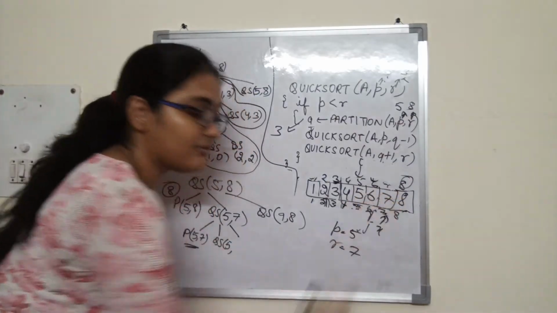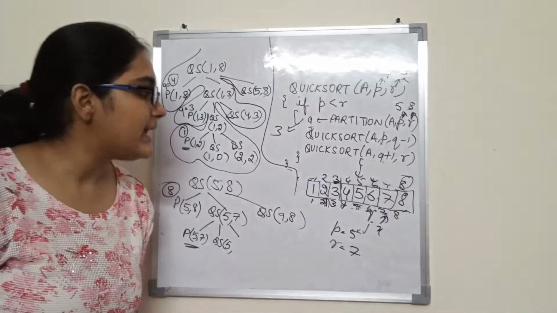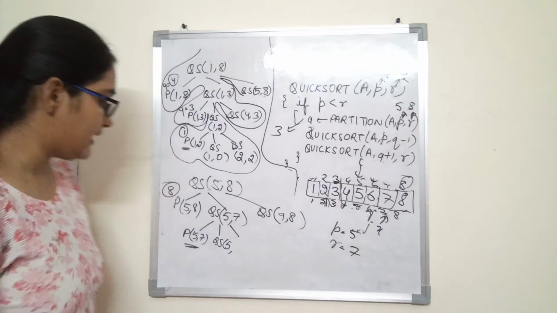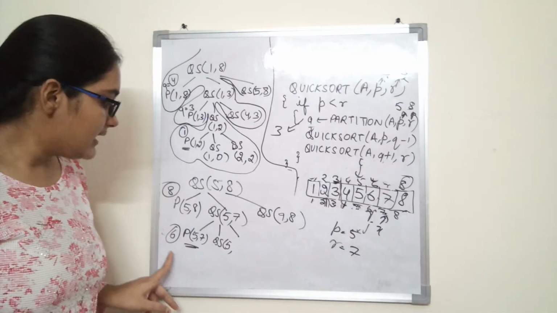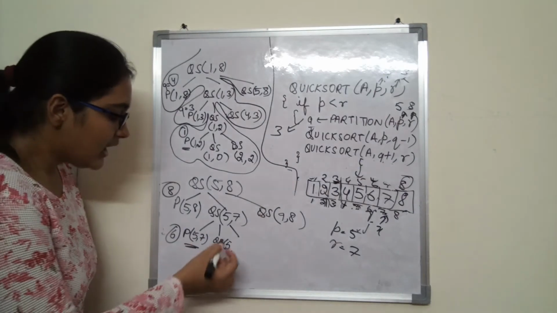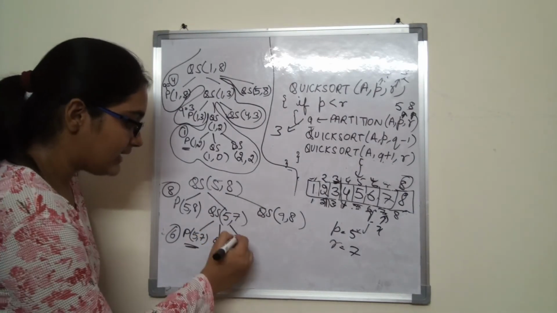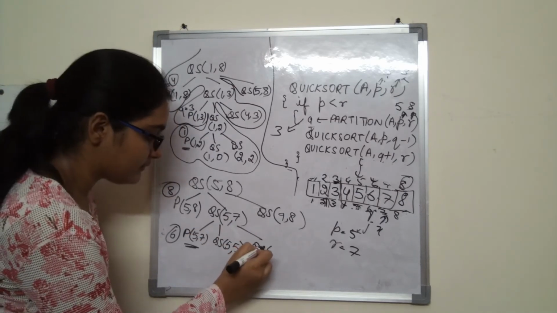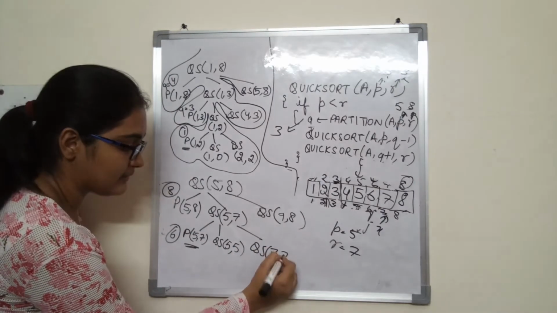Just look at the partition function that we discussed, right? So 6 and 7 will be exchanged and it will return I plus 1, that is, it will return 6. Alright, so now this partition function returns 6. Now quicksort will be called on P and Q minus 1, that is 5, 5, and then quicksort will be called on Q plus 1, that is 6 plus 1, 7, and R.